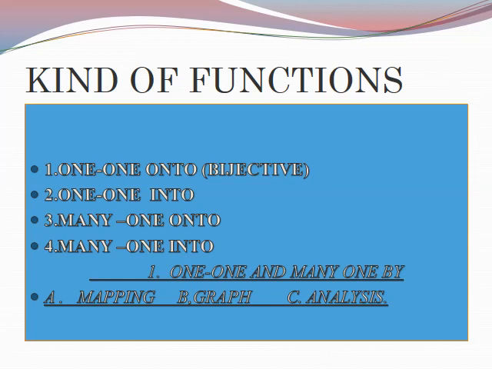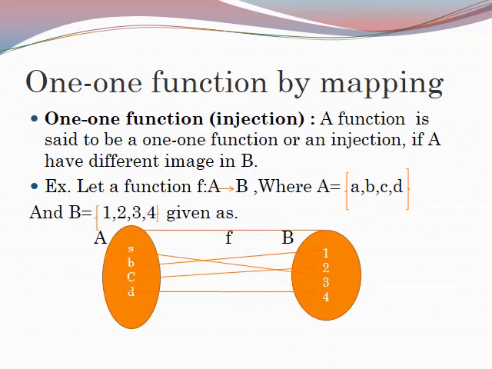Okay. Now I am going to talk about 1-1 and many-1 by mapping. When we are talking about a 1-1 function by mapping, as you know very well, the function is defined from a set A to set B, and if each element of the codomain set has a unique pre-image in the domain set, it means each element of the domain set has a different image in codomain set B, then we can say that the given function is a 1-1 function.